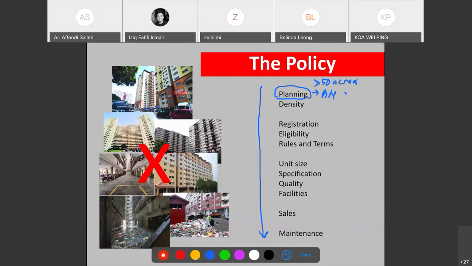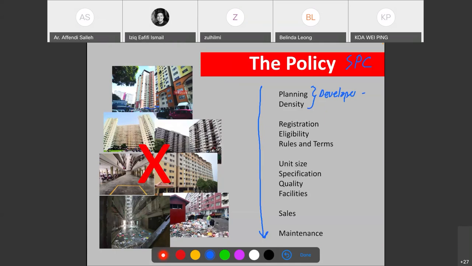The planning policy also states what sort of density must be provided by the developer. Is it 1 acre 60 units, 1 acre 90 units, 1 acre 120 units? The government stipulates, and the private developer can only follow. So the policy done by the state planning committee, by the government, dictates what the developer needs to do. This is for the developer.